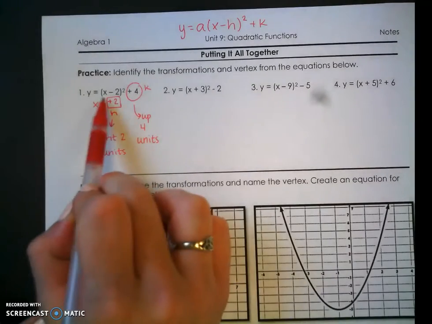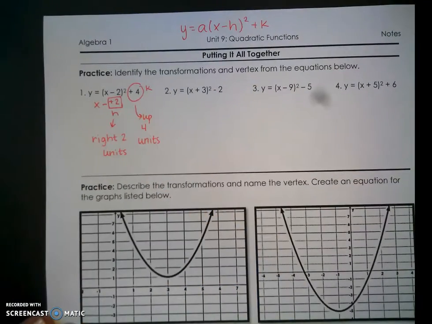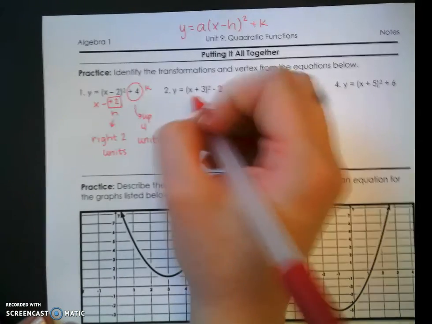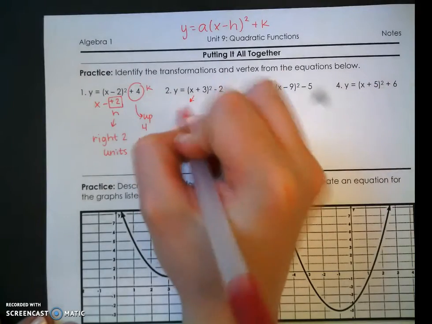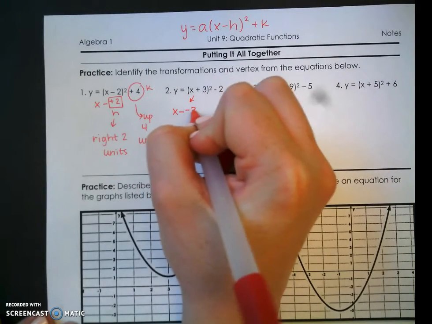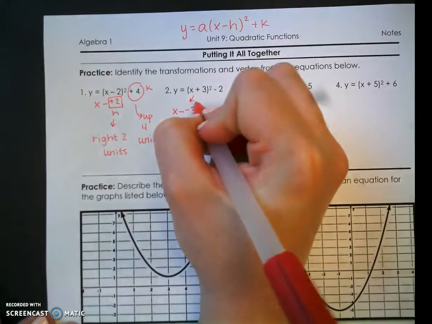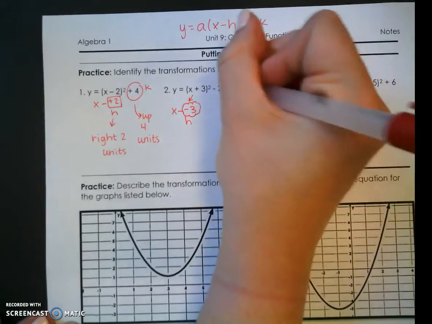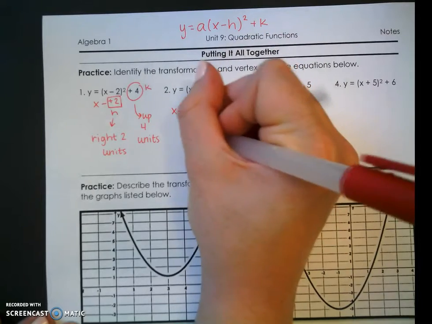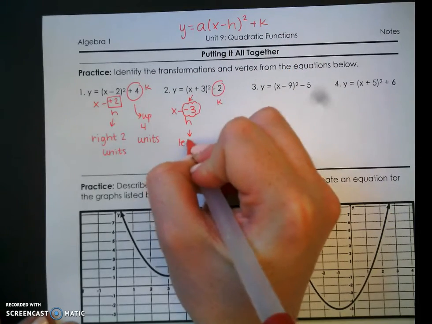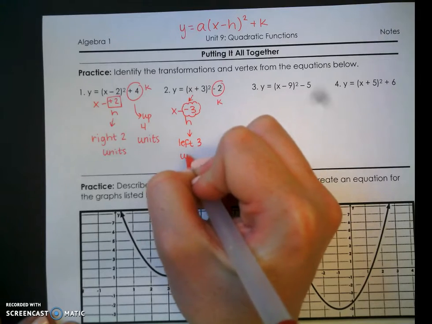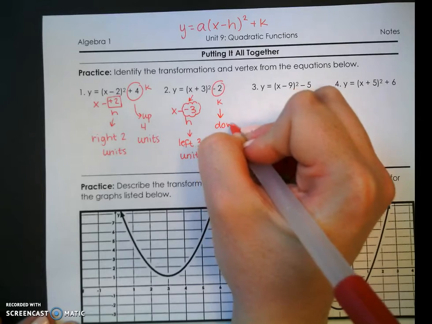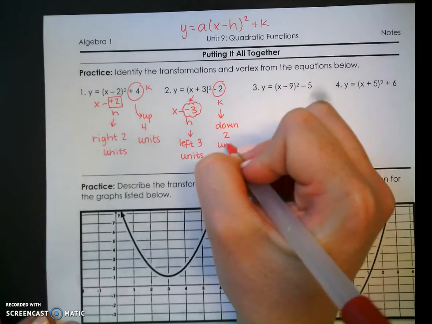So again, inside the parentheses, you always want to think in terms of what are you subtracting. So here, x plus 3, well, I want to think of that in terms of subtracting, so that's x minus negative 3. So there's my h, negative 3. My k is out back. So if h is negative 3, that tells us that we are going left 3 units. K is negative 2. That tells me we are going down 2 units.